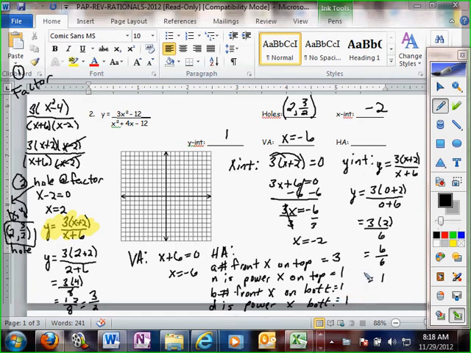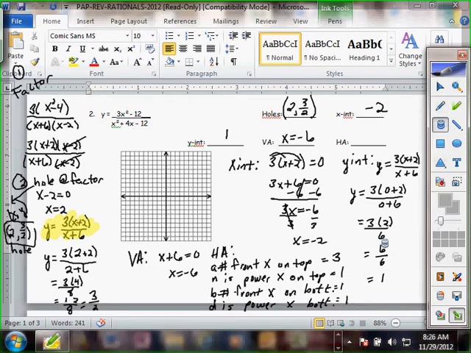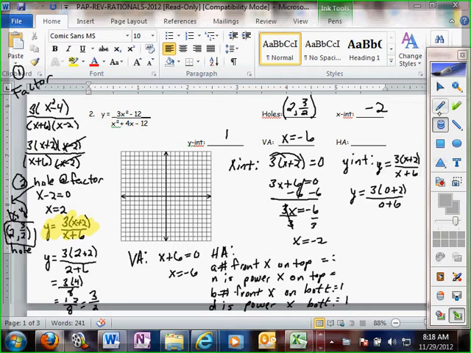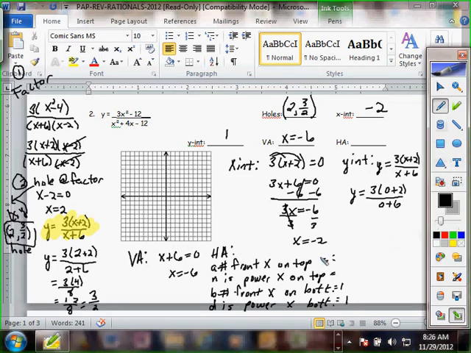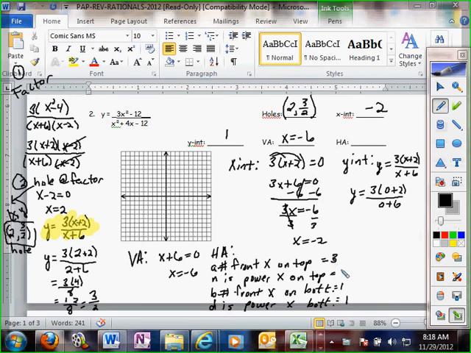If you examine note card 42, it tells you that if N is equal to D, which it is, N is 1, D is 1, then your horizontal asymptote is y equals A over B, which is 3 over 1, which is 3. So my horizontal asymptote is the line y equals 3. And now I'm ready to graph it.